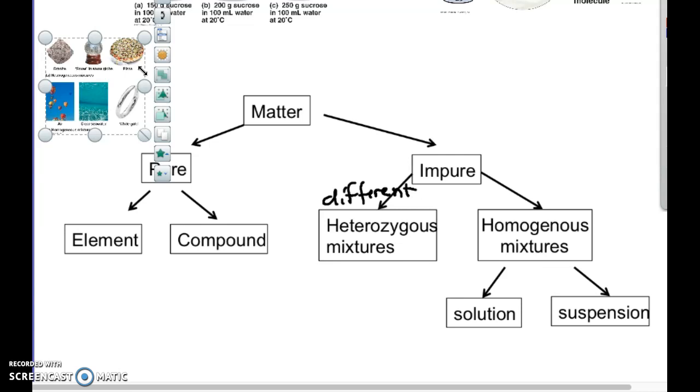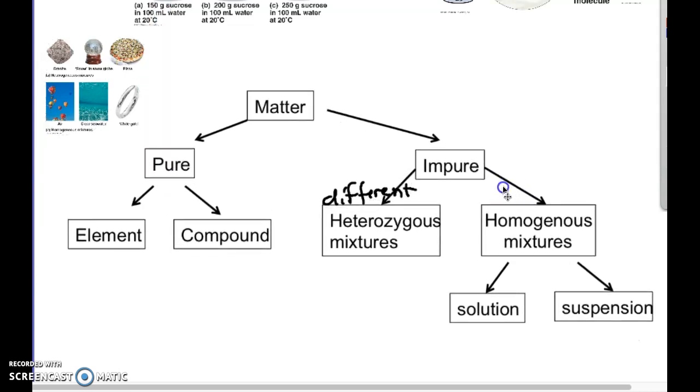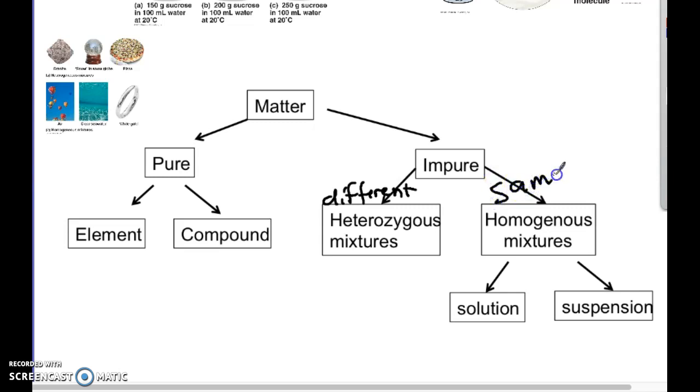Now, if we go into homogeneous, homogeneous means the same. Homosexual means same sex. So basically, homogeneous means the same. So in this case, you have a mixture where everything looks the same. Just to look at it, it looks the same. And within the mixture, it has the same ratio of substances throughout. There's not parts of it that have more of this and more of that. It looks the same all the way throughout. And individually, you can't see the separate parts. It looks to be all the same thing.